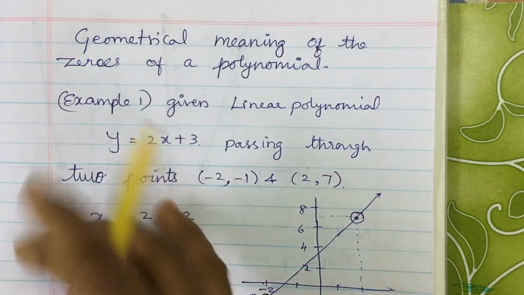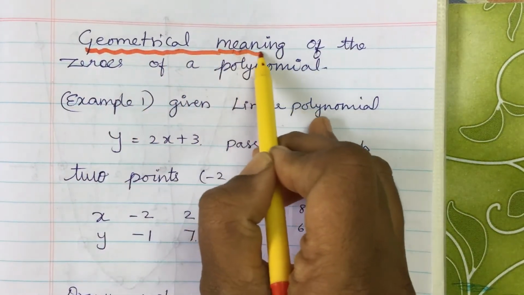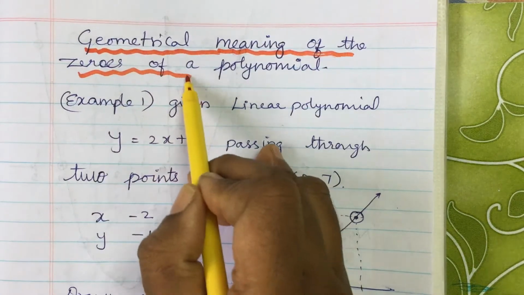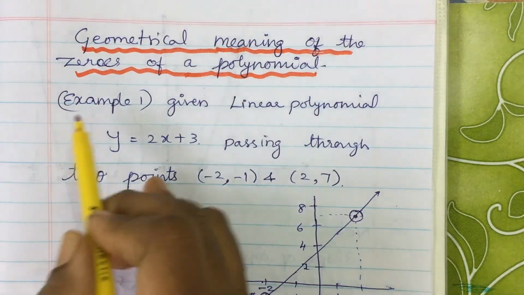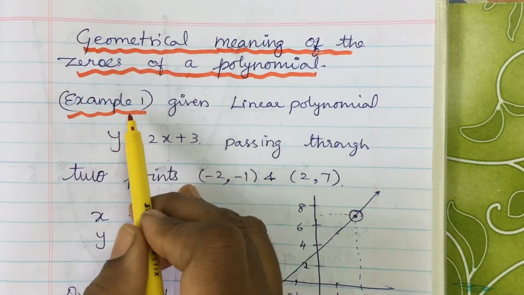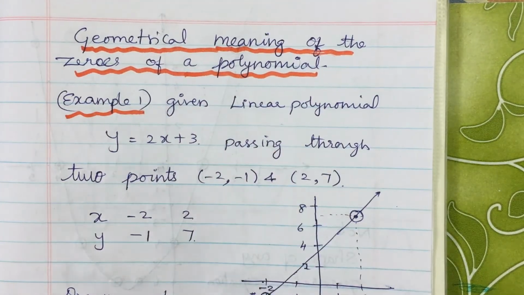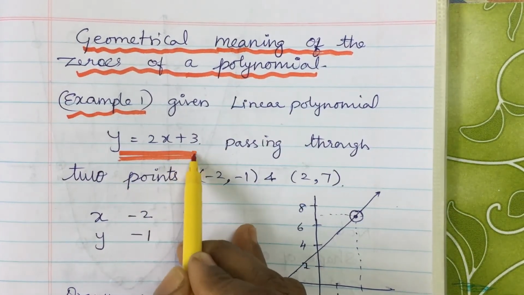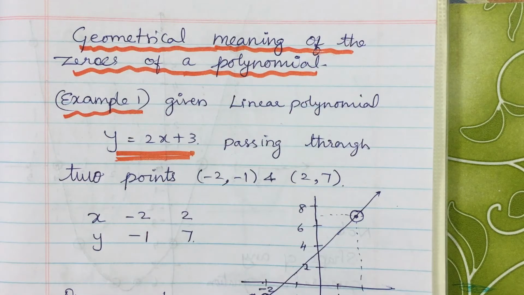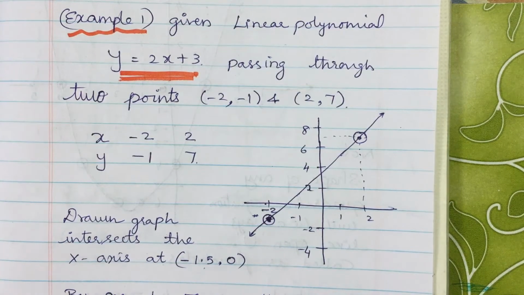Then coming to the geometrical meaning of the zeros of a polynomial. Geometrical meaning means what is the impact of the zero when it is represented as a graph. Okay, so example 1, just considering this is not the book example, this is an example I have taken to explain this idea. Given the linear polynomial, for example, y is given as 2x plus 3. This is a polynomial I have considered to explain this graph. It is passing through 2 points, minus 2 comma minus 1 and 2 comma 7. So with the help of these points, I have drawn the actual graph.